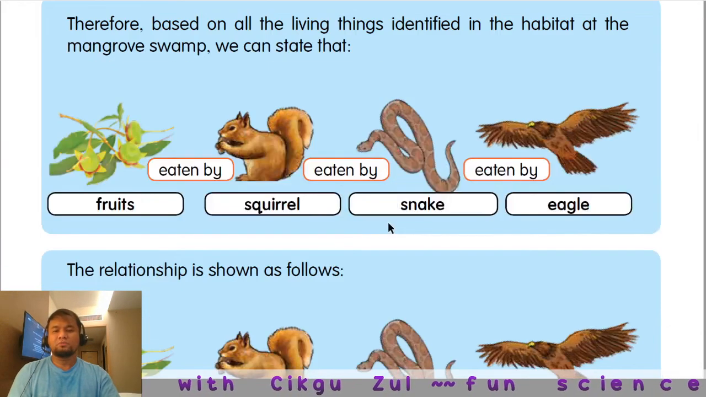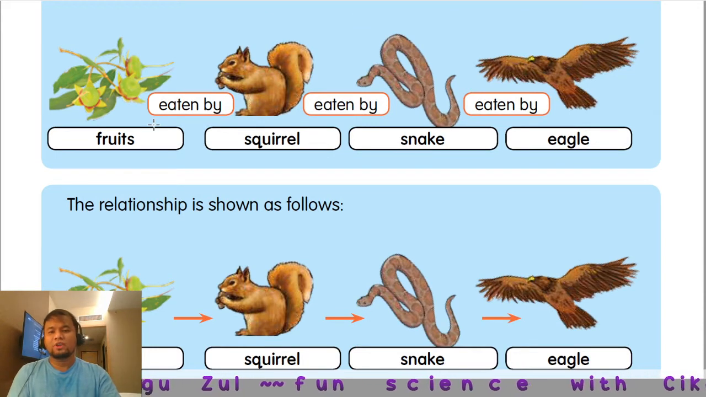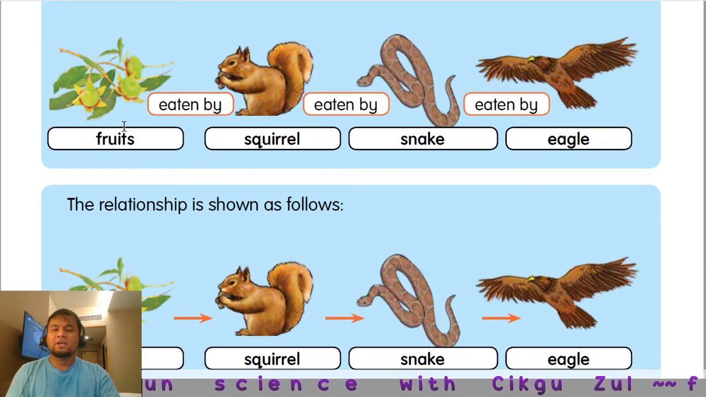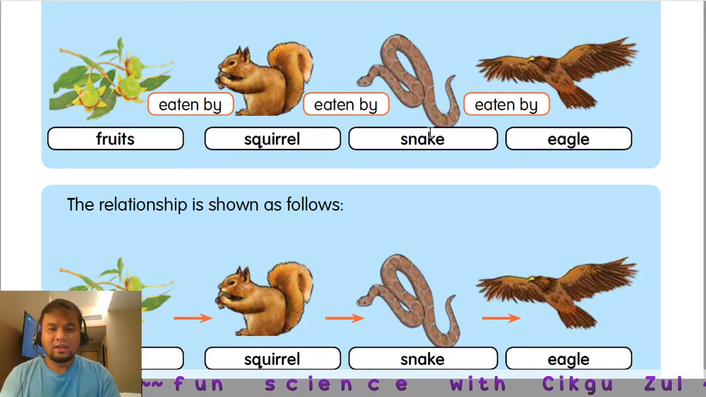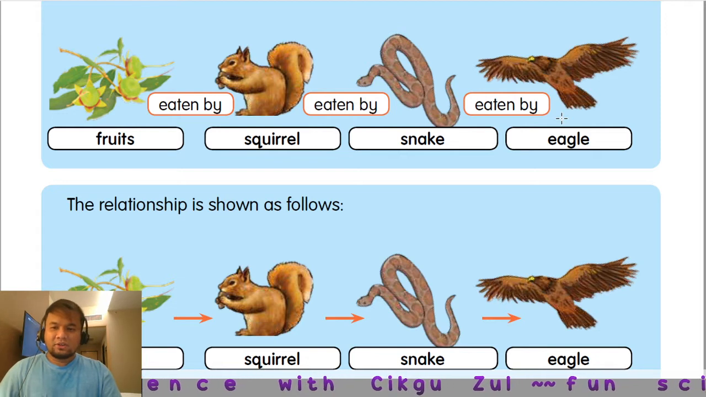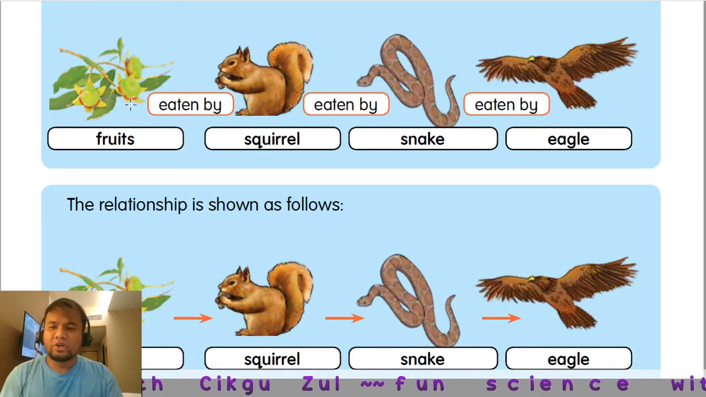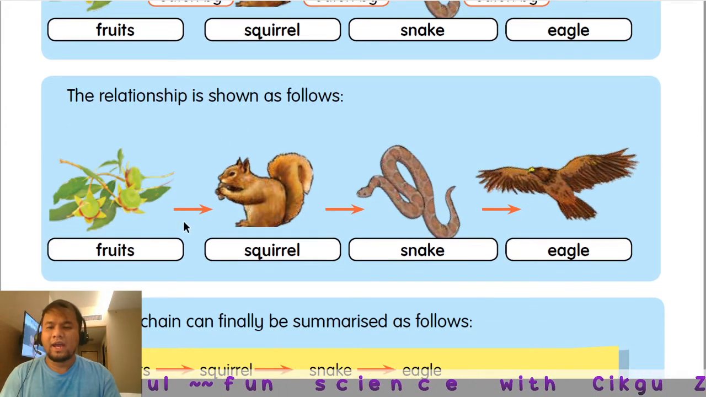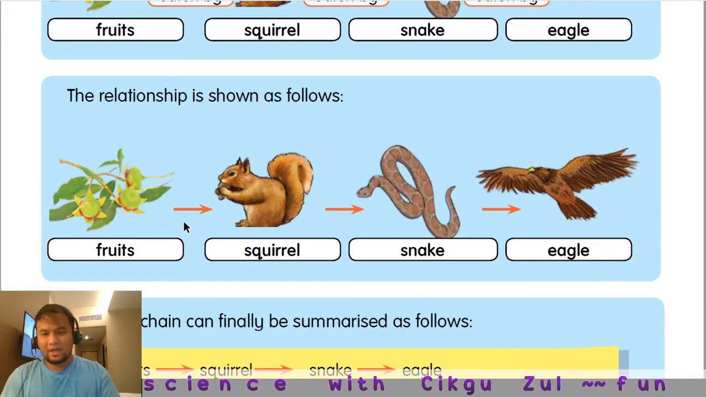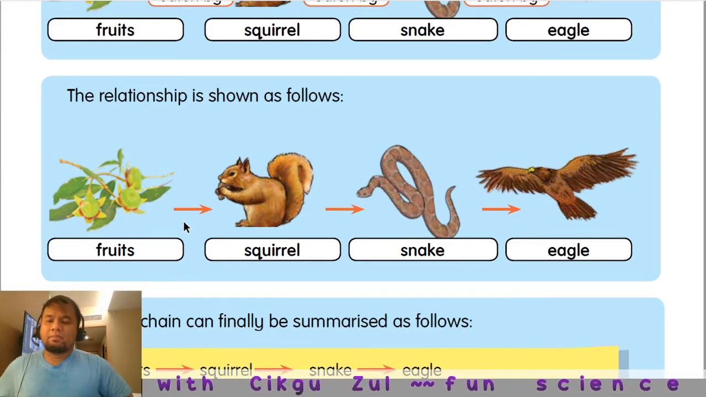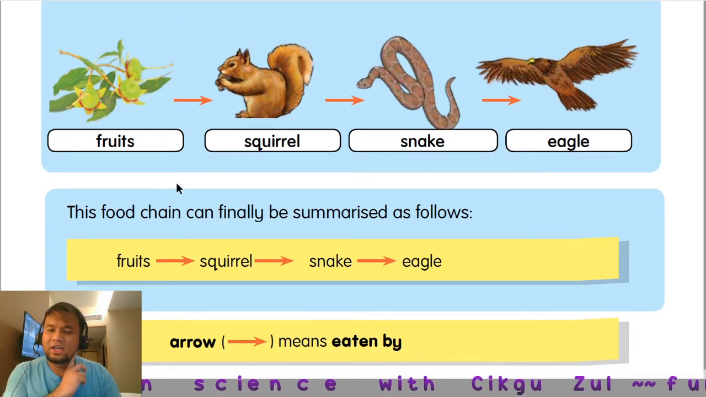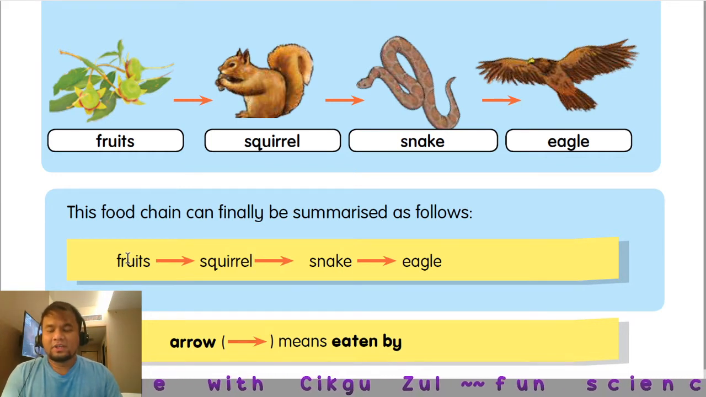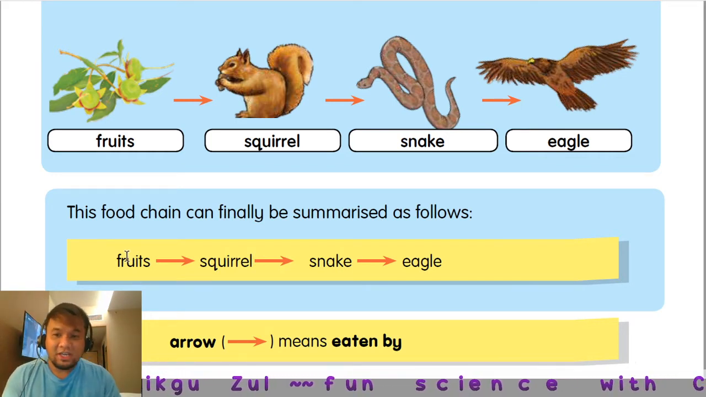Senang saja. So, dia pun tunjukkan dekat sini perkaitan dia. How do they relate to each other? So, the fruits eaten by the squirrel. Okay, I hope the view is clear. Then, squirrel eaten by snake, eaten by eagle. And then we just have to replace the words eaten by with an arrow, meaning eaten by. Arrow means eaten by. And then we summarize or simplify the food chain in word form. Kita tuliskan dia sahaja. Tak perlu lukiskan lagi. Understand?